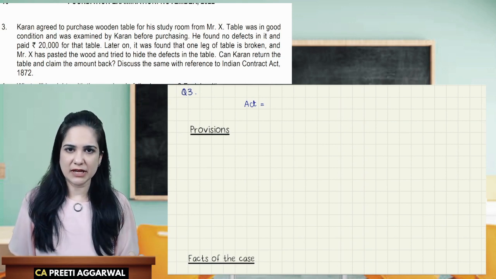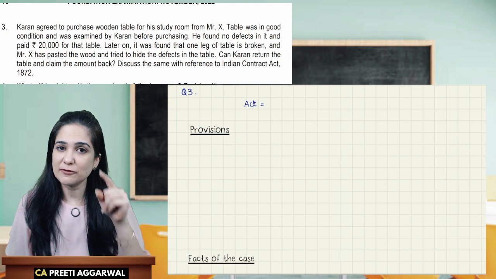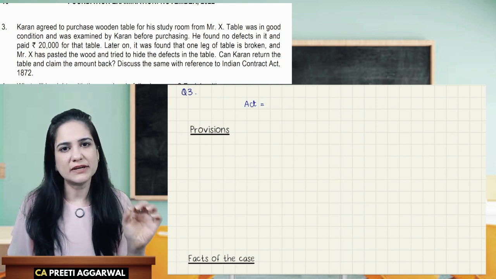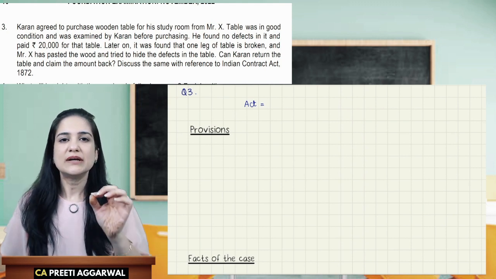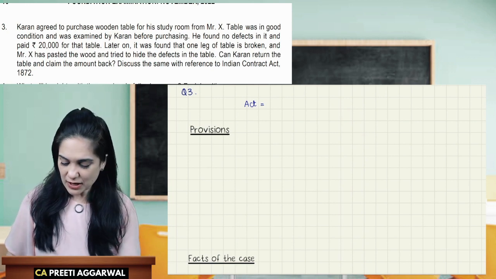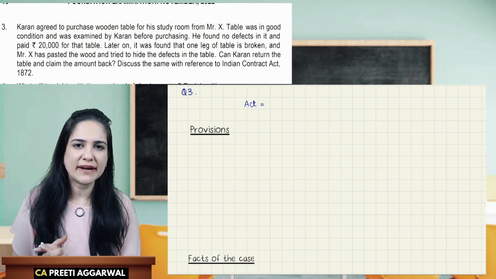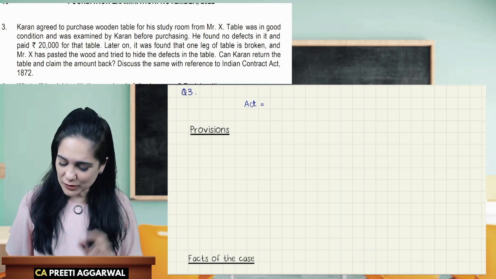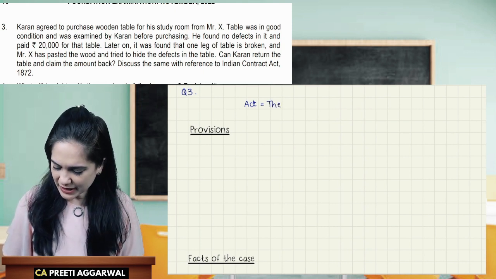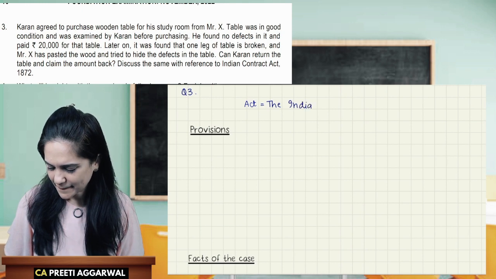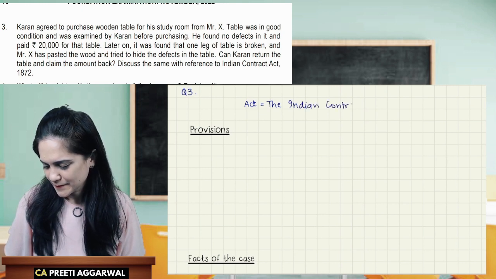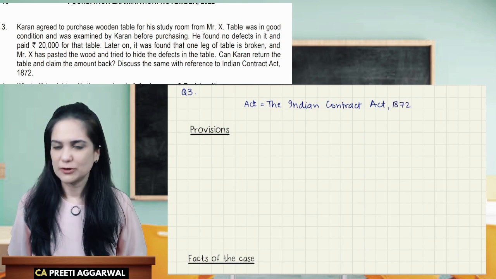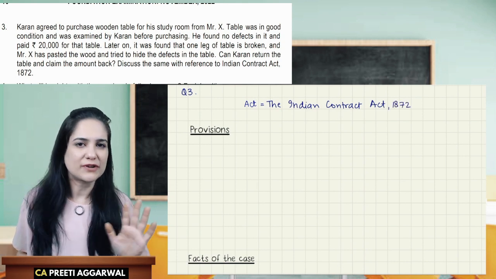Can Karan return the table? So in my conclusion part, I have to answer these questions. Can Karan return the table? Can he claim the amount back? Discuss with reference to the Indian Contract Act. So when I frame the answer, what will I write? The first thing that I need to write is that this relates to the Indian Contract Act, 1872. So let me write that over here. The Indian Contract Act, 1872. So this question relates to the Indian Contract Act, 1872.